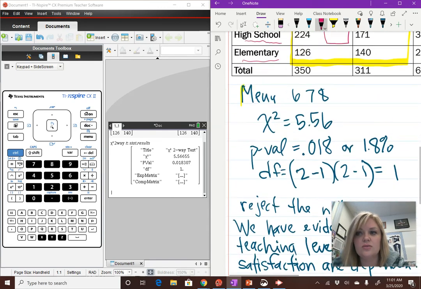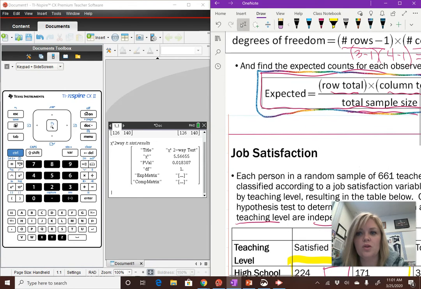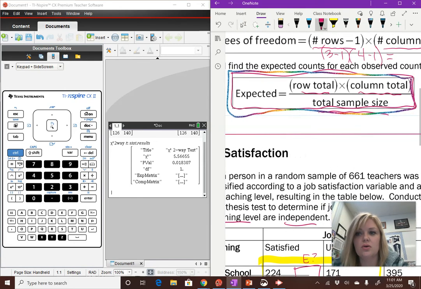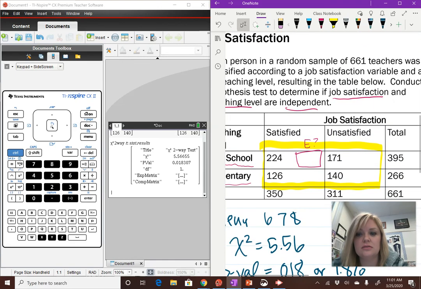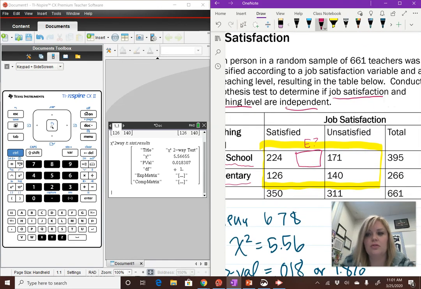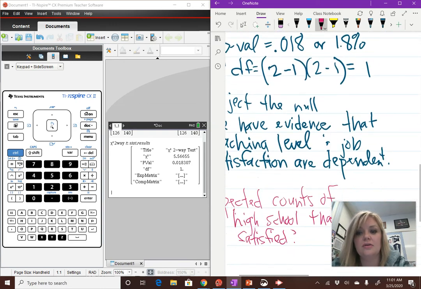So this is where you can use this formula. You can go the total of the row times the column total divided by total sample size. So that would be 395 times 350 divided by 661. That's one way that you could find the expected counts.